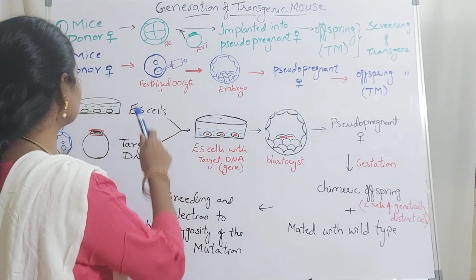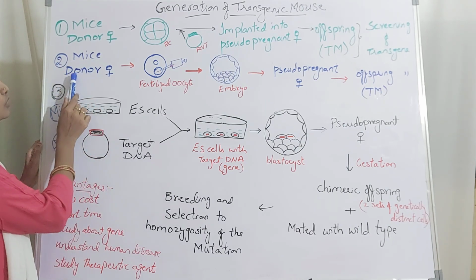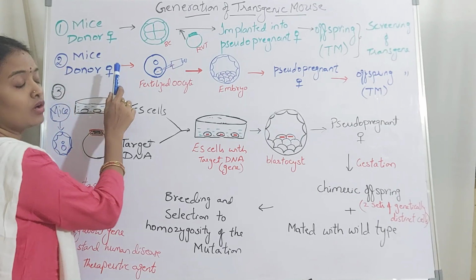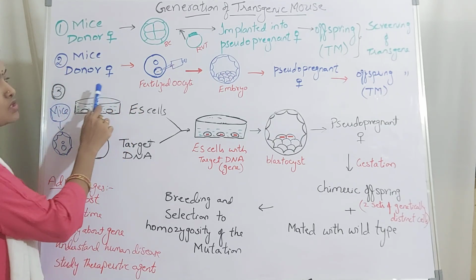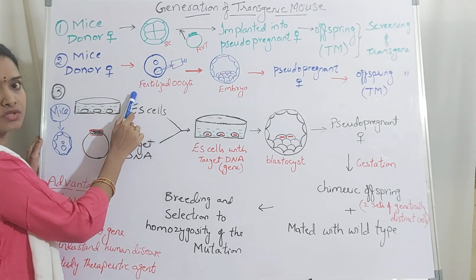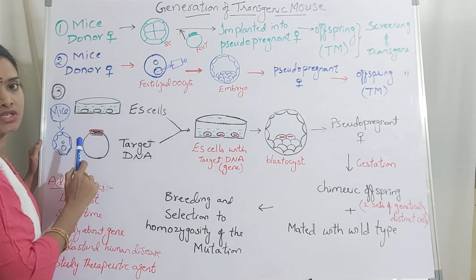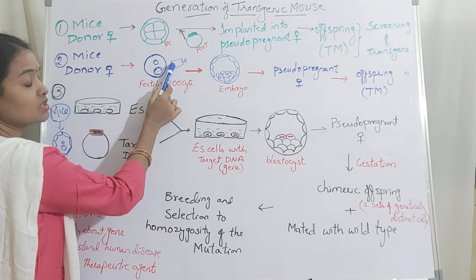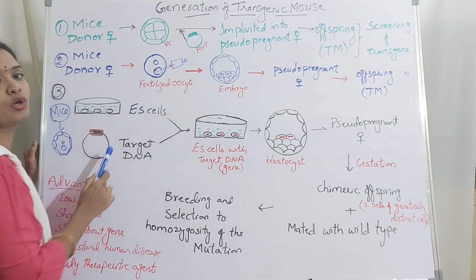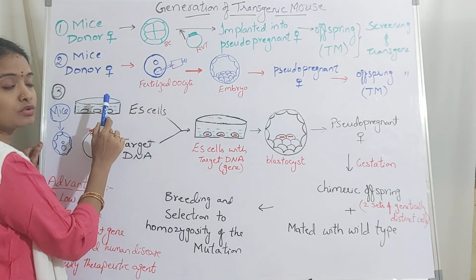In the second type, again you are going to select a healthy mouse, right? The donor female is selected. From it, the embryo or the oocyte is aspirated. When you are aspirating the oocyte, here you can see the fertilized oocyte. Into the fertilized oocyte, by means of microinjection, the desired gene or the foreign gene of interest is introduced into the male pronucleus, right?